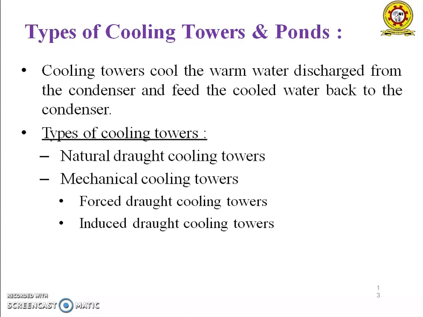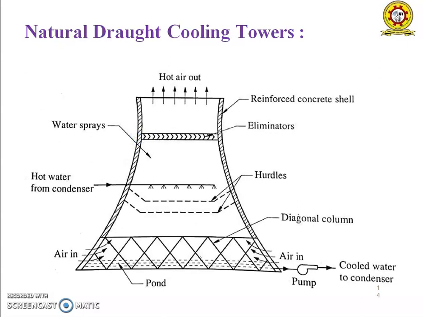Types of cooling towers and ponds. Cooling towers cool the warm water discharged from the condenser and feed the cooled water back to the condenser. Cooling towers are broadly of two types: natural draught cooling towers and mechanical cooling towers. Mechanical cooling towers are again broadly classified into two types: induced draft cooling towers and forced draught cooling towers. The first one is natural draught cooling towers.